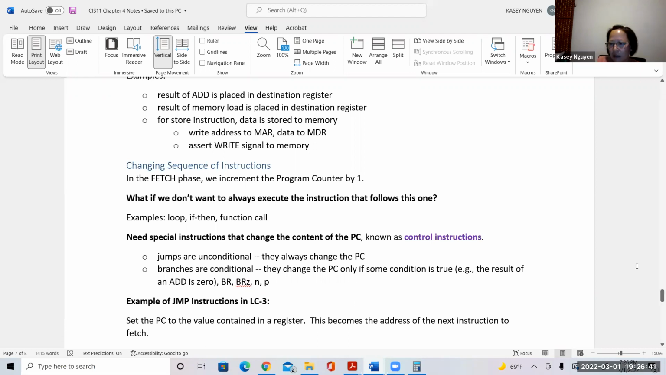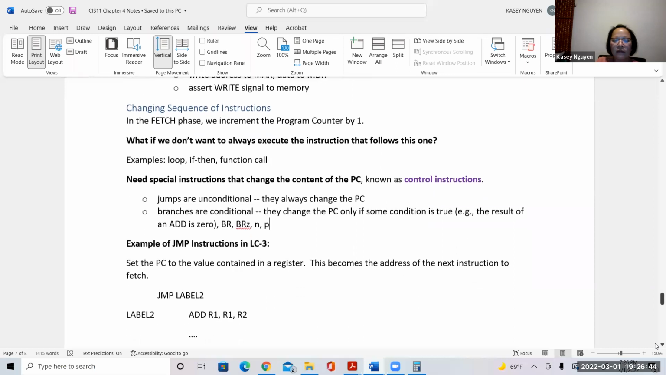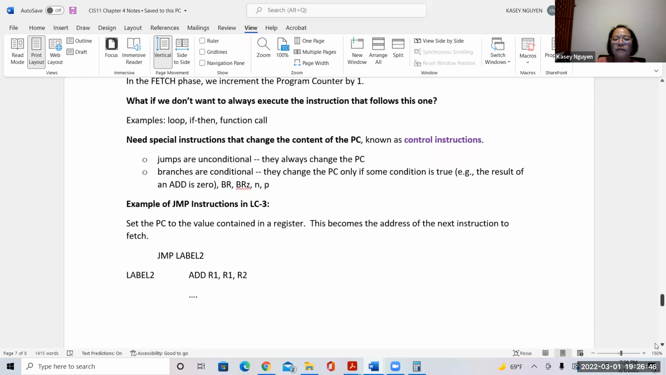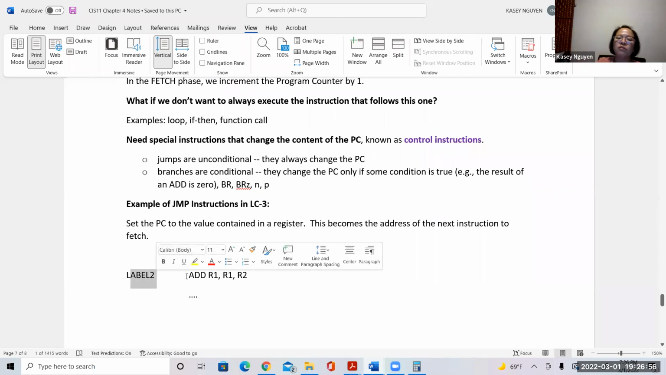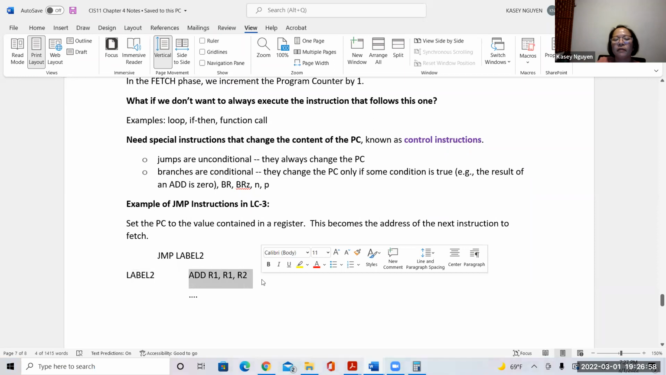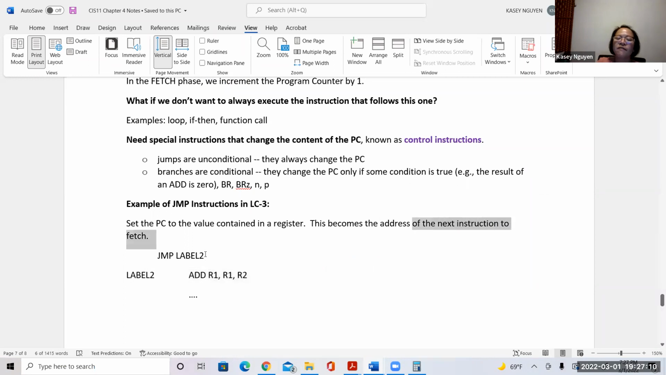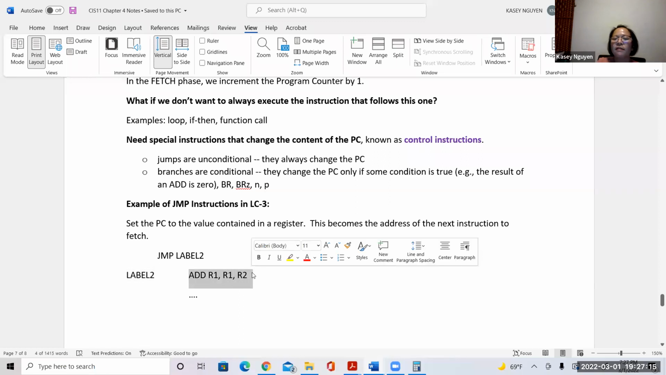Here you would find some examples. So we can say jump to label 2, and we might have label 2 a little bit further down in our code: label 2, Add R1, R1, R2. So that would send the PC to contain, in the register, the address of the next instruction to fetch, which is for this part.